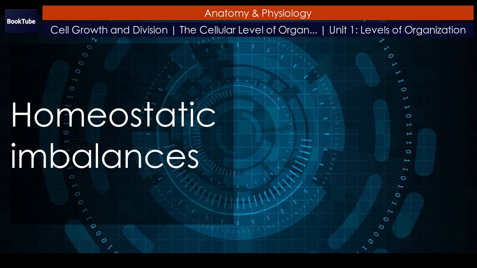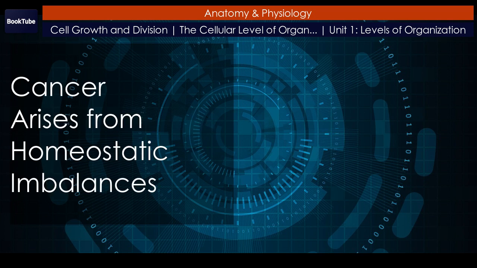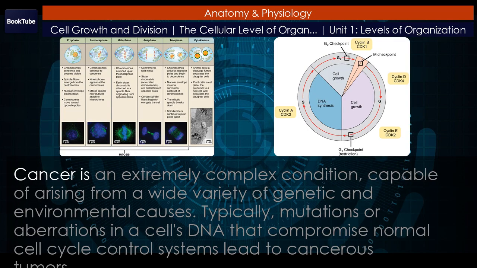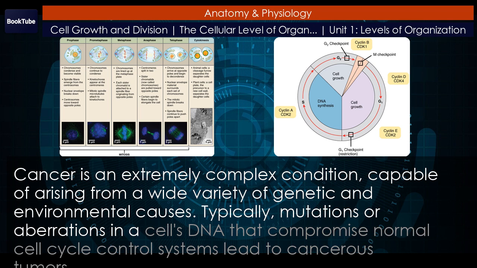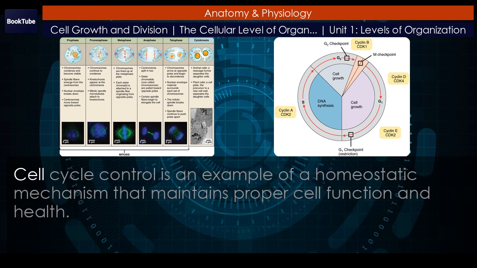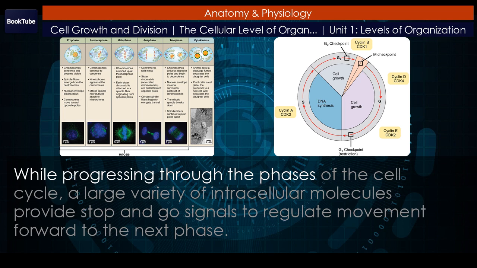Homeostatic imbalances. Cancer arises from homeostatic imbalances. Cancer is an extremely complex condition, capable of arising from a wide variety of genetic and environmental causes. Typically, mutations or aberrations in a cell's DNA that compromise normal cell cycle control systems lead to cancerous tumors. Cell cycle control is an example of a homeostatic mechanism that maintains proper cell function and health while progressing through the phases of the cell cycle.